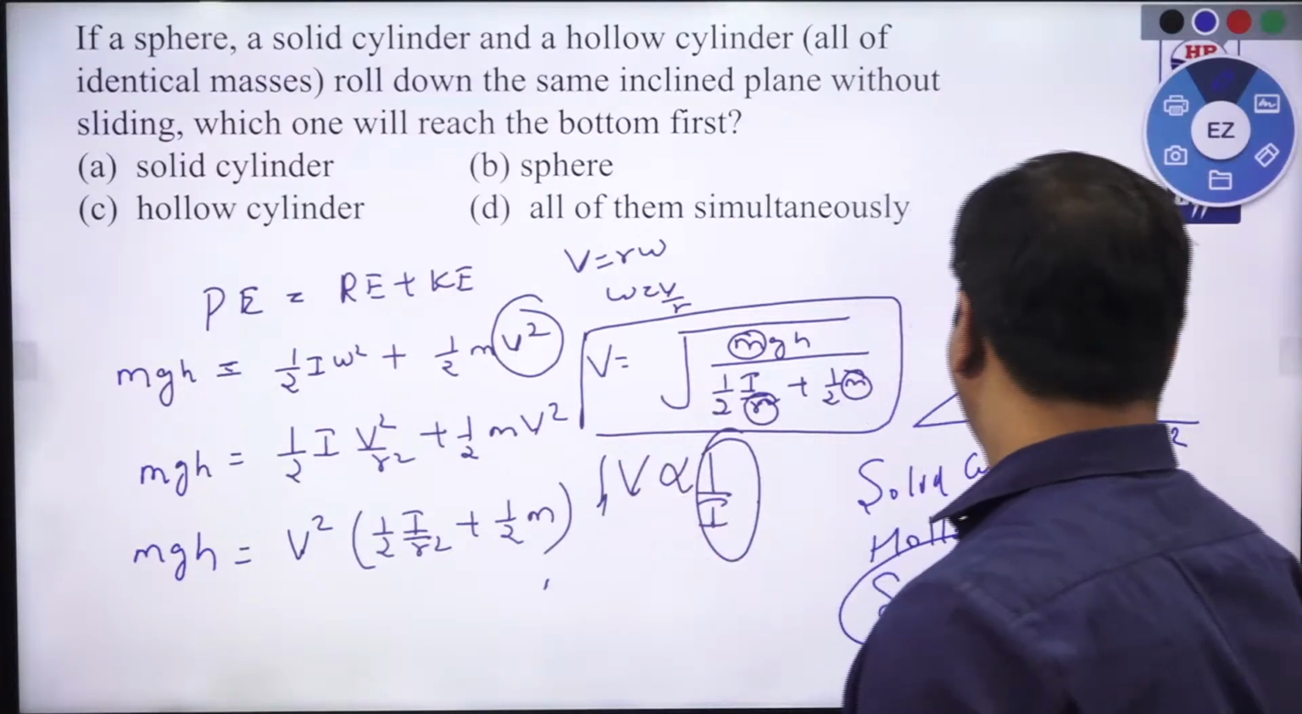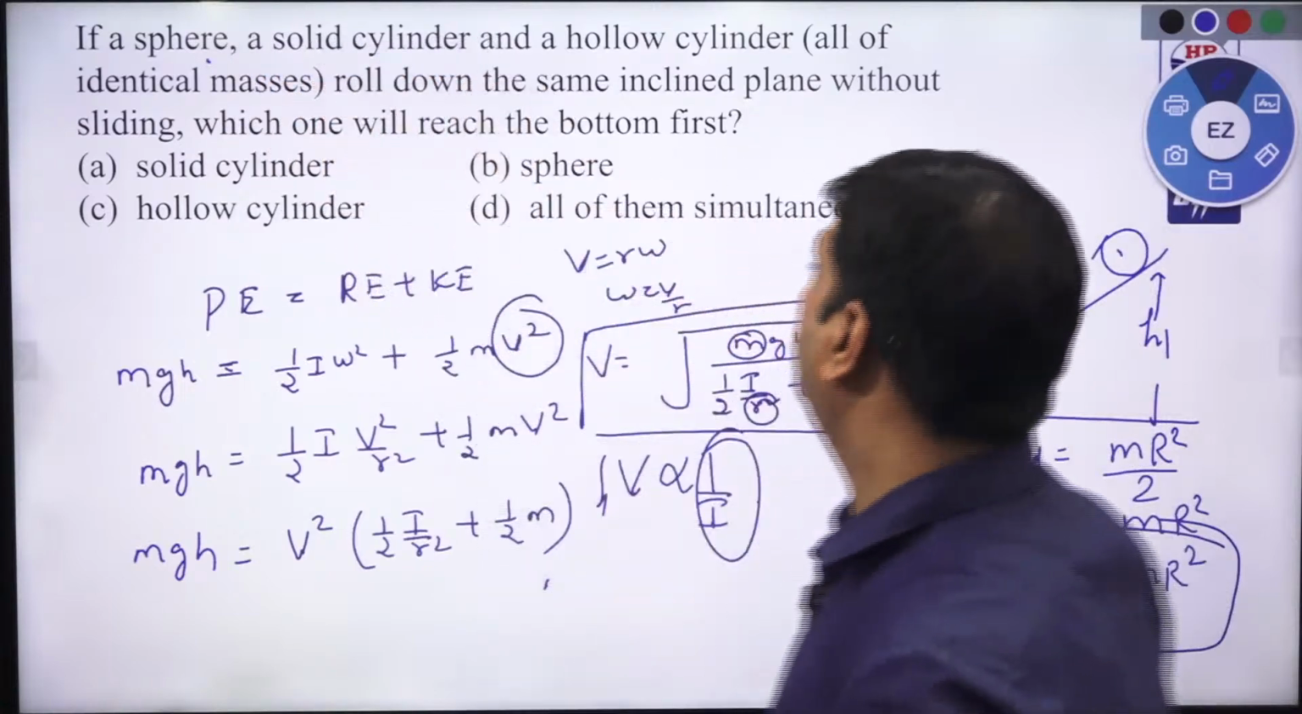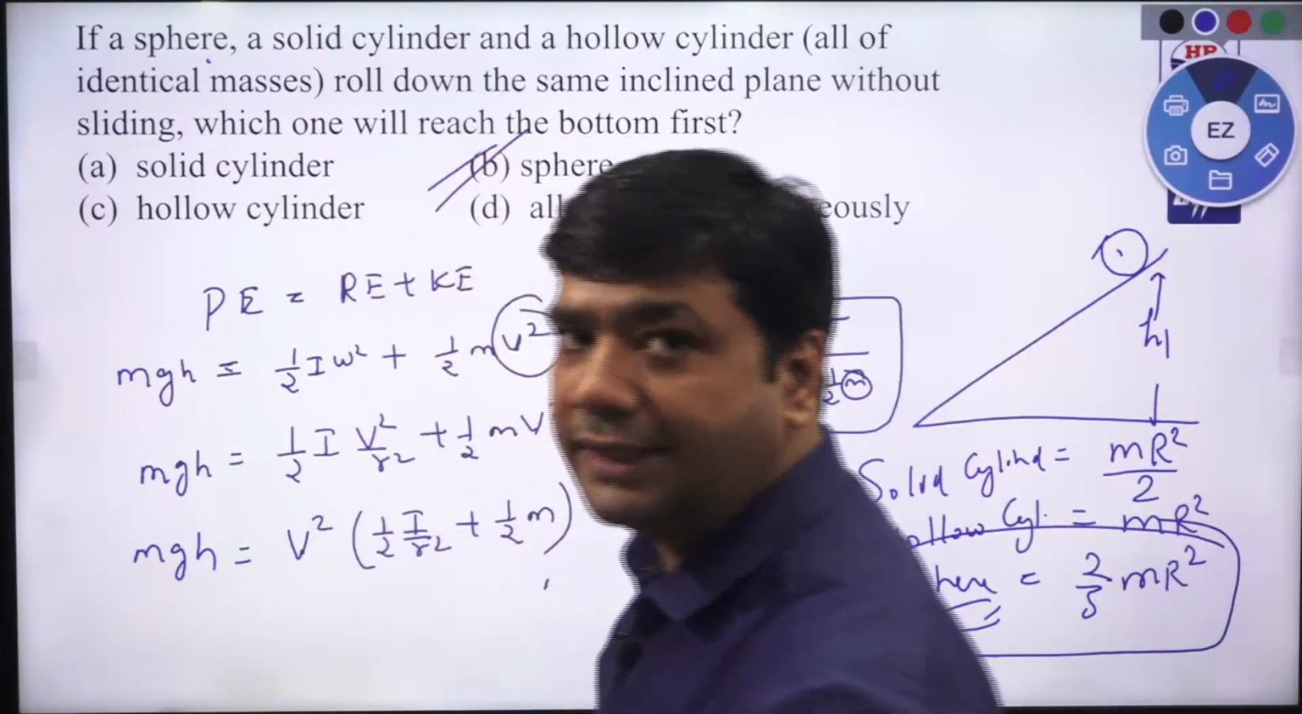So the sphere has the least moment of inertia among the sphere, solid cylinder and hollow cylinder. So the sphere will reach the bottom first. So the answer is B.